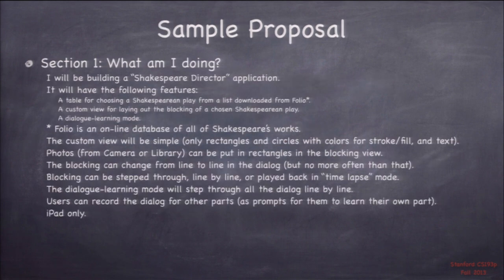Your proposal needs to have two sections in it. The first section is an overall description. What am I doing? This is best shown by example. So I have this example here, which is a Shakespeare director app. Let's say you're a director at a theater company and you're going to be directing some Shakespeare plays, and this is an app to help you do that.